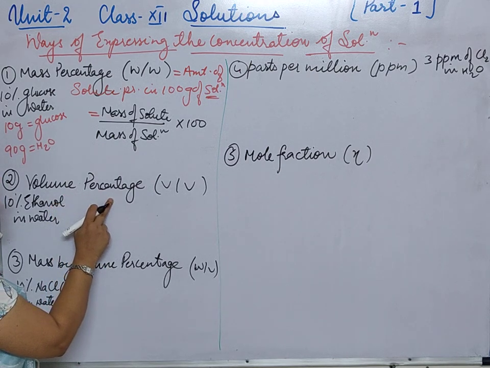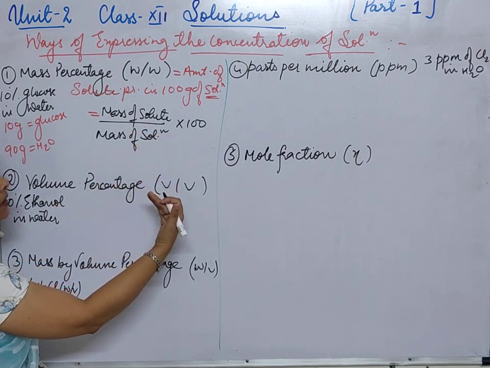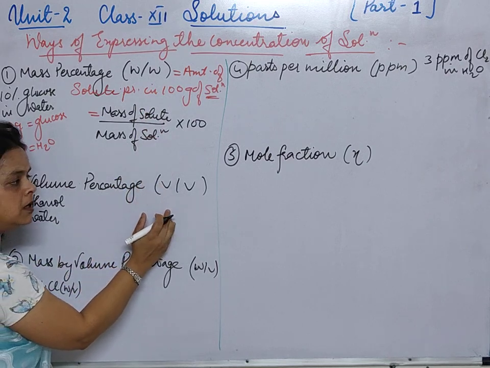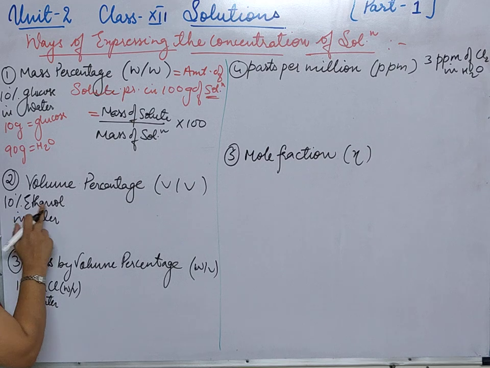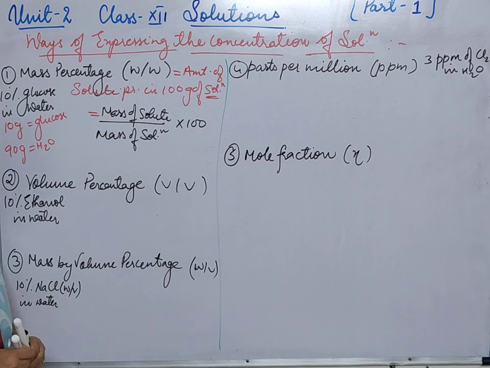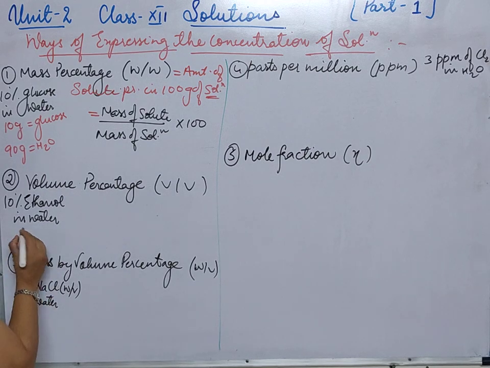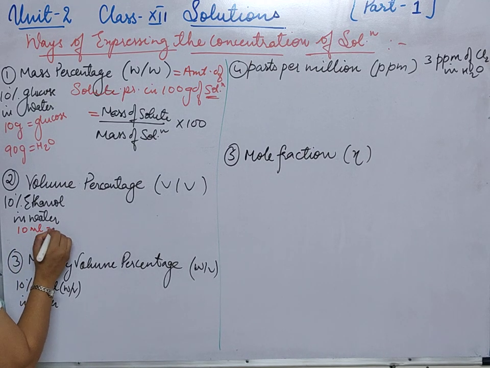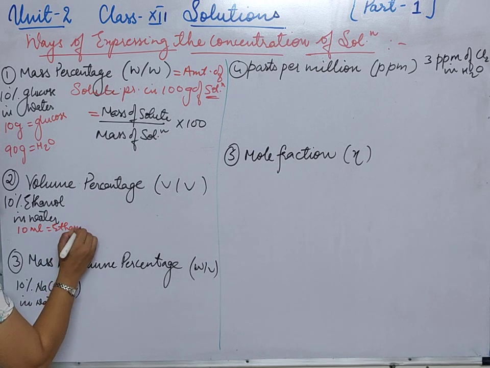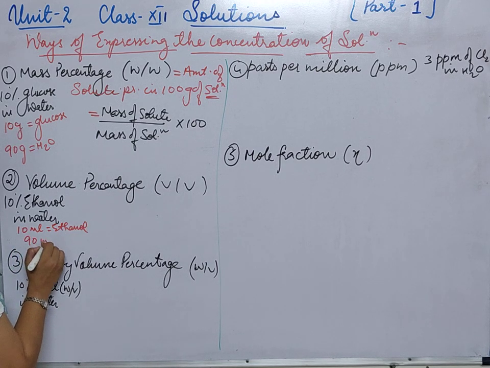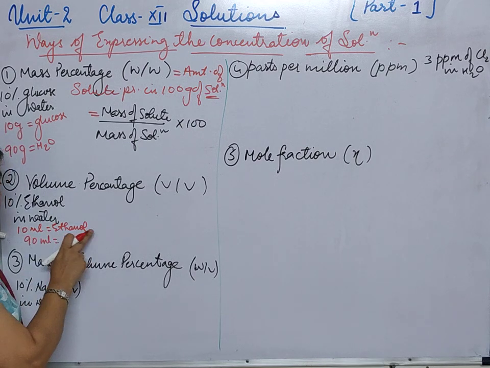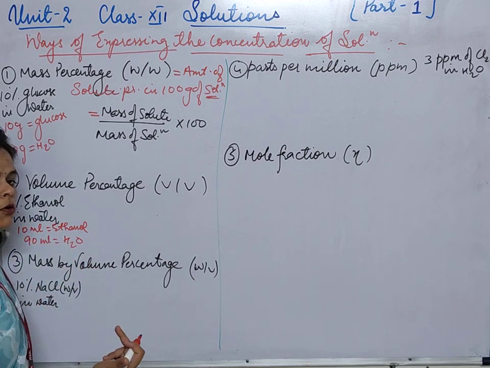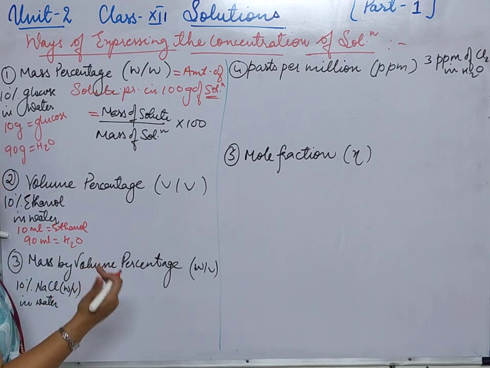Next one is volume percentage. Exactly in the same manner, instead of mass we are taking the volume. If I use a sentence like this, 10% ethanol in water, what do I mean by this? 10 ml ethanol is present in 90 ml of water. How much ml of water will it be? 90 ml, and ethanol is 10 ml. The solution becomes 100 ml.